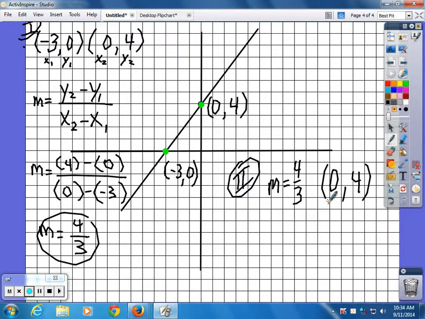And now plug it into your y minus y1 is equal to m times x minus x1. This is x1, this is y1. Plug each in. Solve for y. That's defined like the y-intercept. This is the general form of a line. Yeah, that's the y-intercept in this one. But it's not always going to be the y-intercept. Maybe another point.